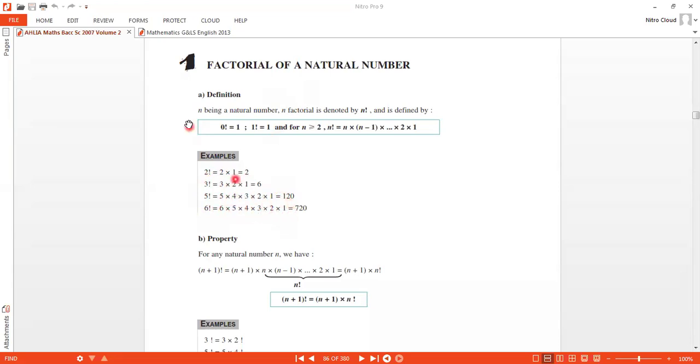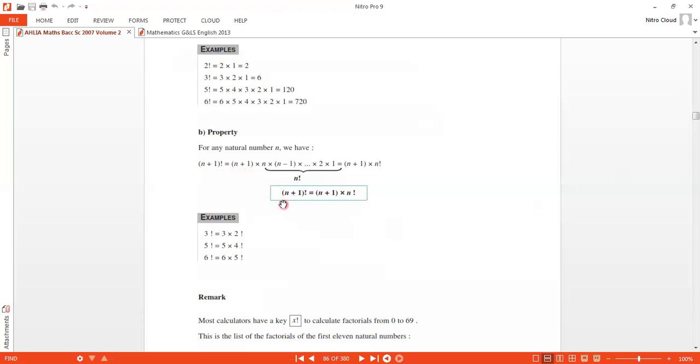So the general rule of n factorial is n times n minus 1 times n minus 2 until you reach the number 1. Okay, as you can see here, n plus 1 factorial is n plus 1 times n factorial. Of course, you can switch it as much as you want. Like, for example, if you have 3 factorial, it's 3 times 2 factorial. 5 factorial, it's 5 times 4 factorial.